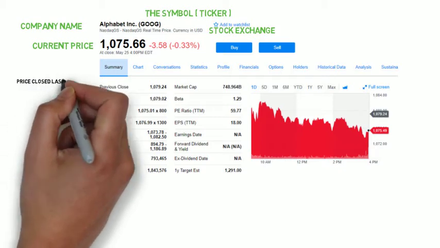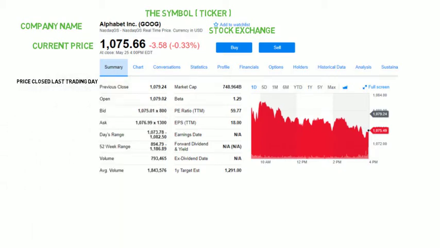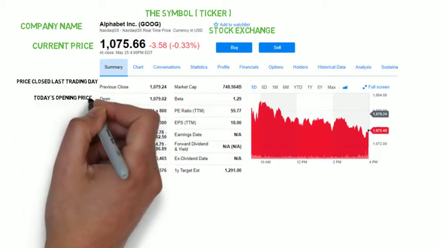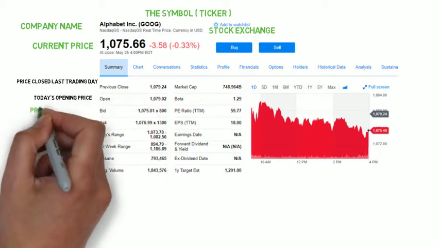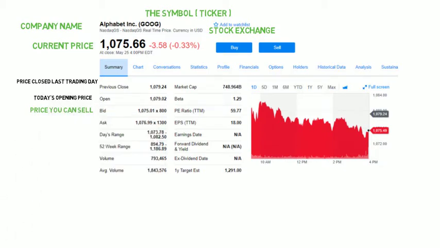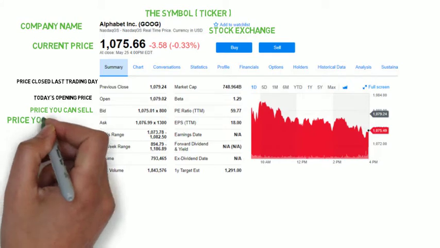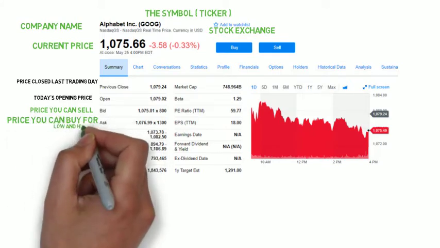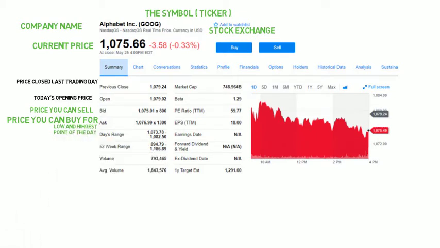Then if you take a closer look, we can see the previous close, that's the close price of the last trading day. The open is just the opening price from the last trading day. Then you have the bid price, that's how much you can sell for right now. Ask is how much you can buy for right now. The day range is the lowest and the highest point of the day.